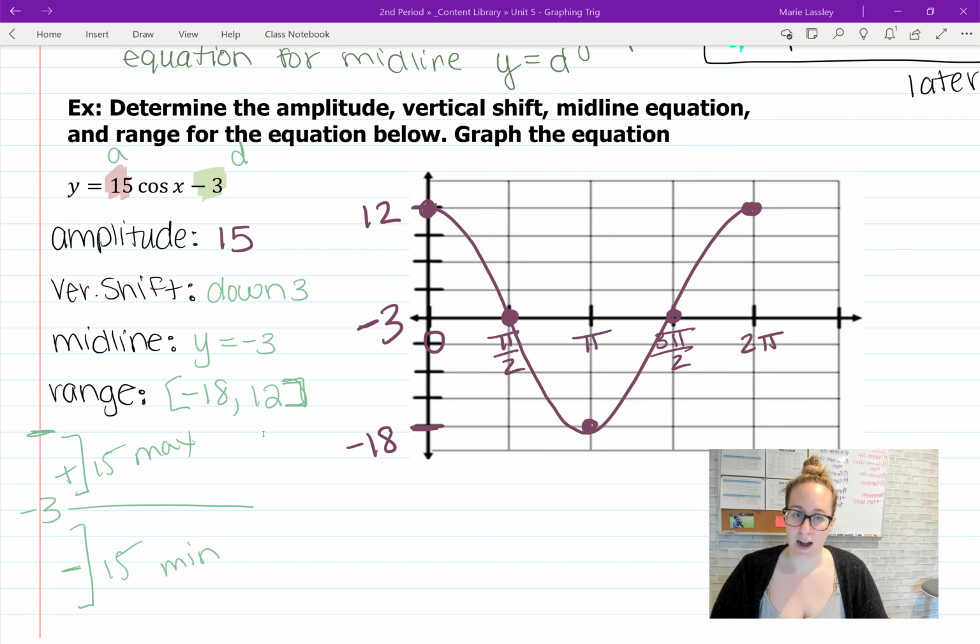Remember, this is not an absolute value graph. This is going to be a curve. Please don't draw absolute values. All right. And that is the graph of one period of my cosine equation. Remember, it does go further this way and it does go further this way. So if you want to put the arrows on the graph, you can, just to know that it continues in both directions forever.